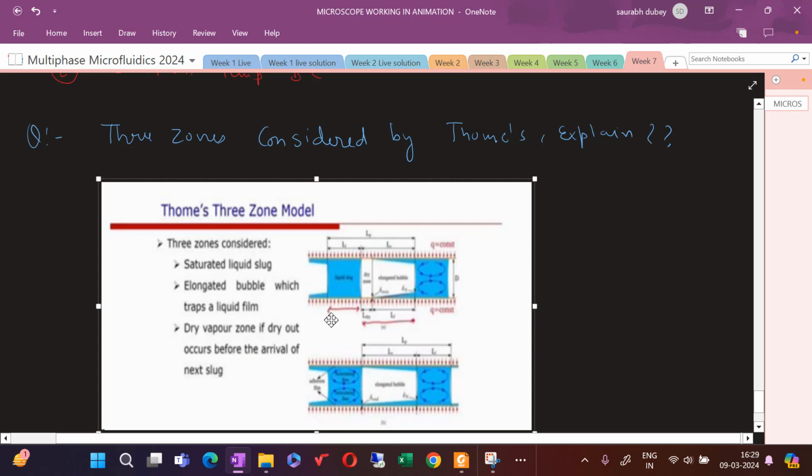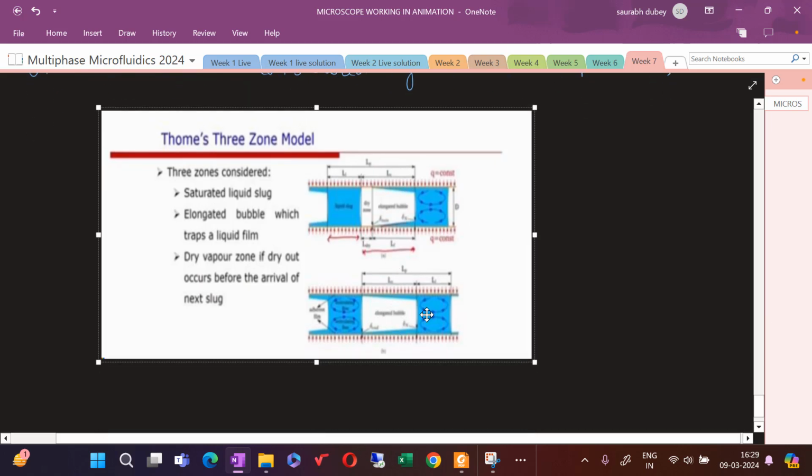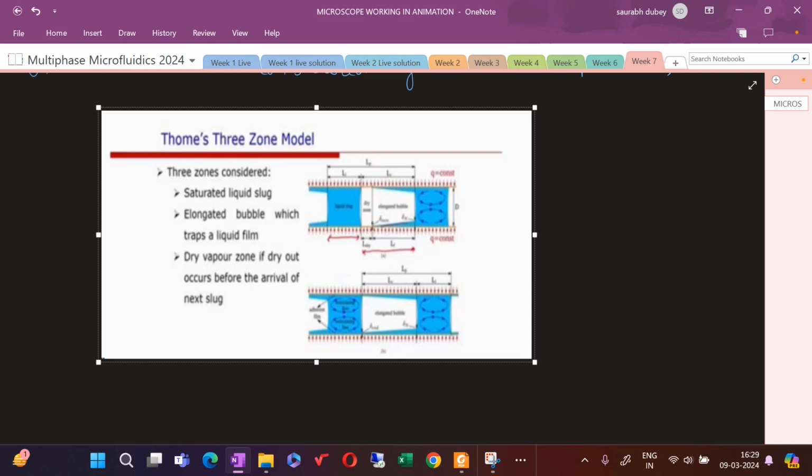And also here, if you see, there is something called a dry patch. This one is the dry patch where there is no liquid film. So the dry vapor zone, if dryout occurs before the arrival of the next slug. So this dryout occurs if the next slug is approaching the zone, the dryout zone rather. Okay, so these are the three zones. And if you see the bottom one, here we are clearly looking at things like the elongated bubble. Then there are definitely circulations inside the slug.